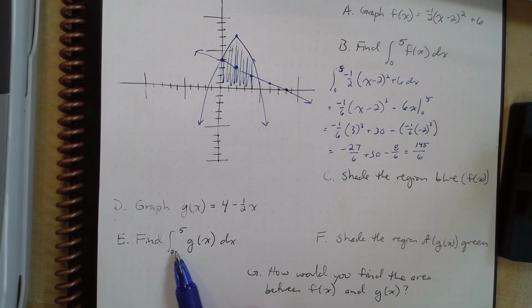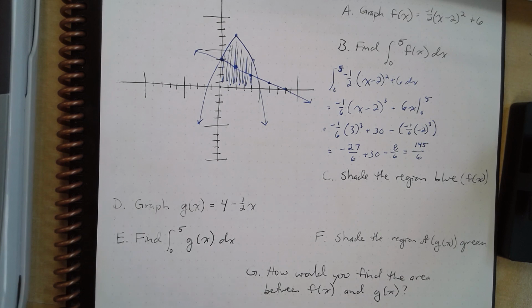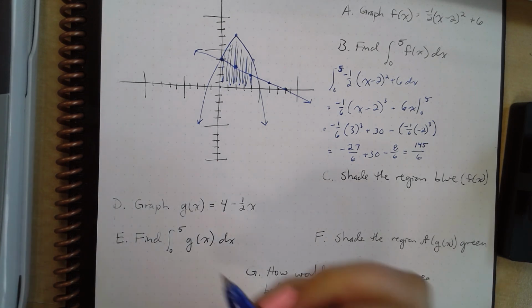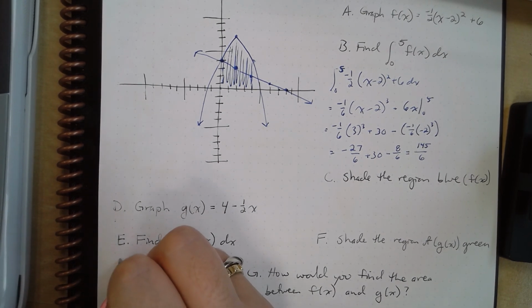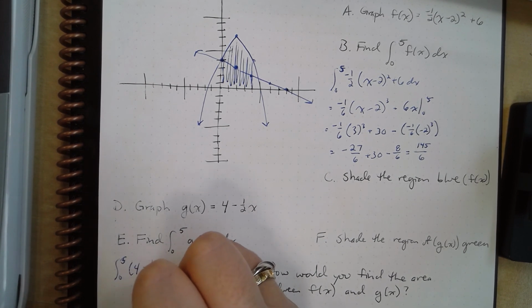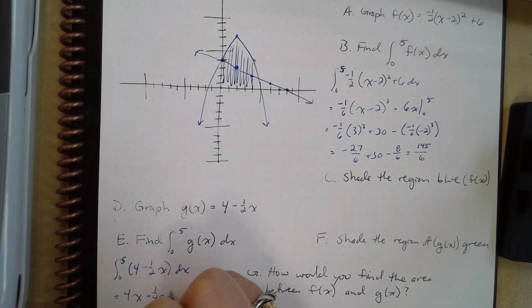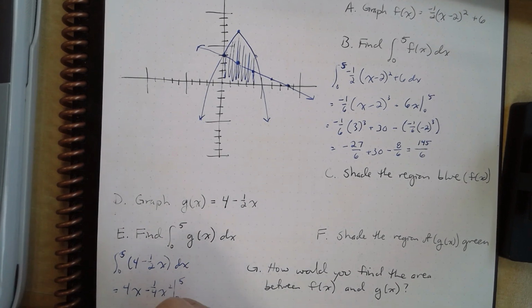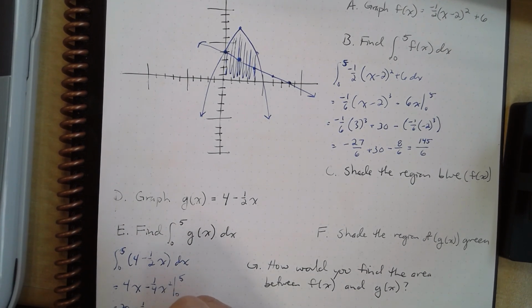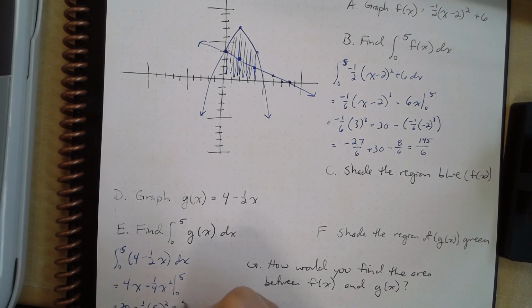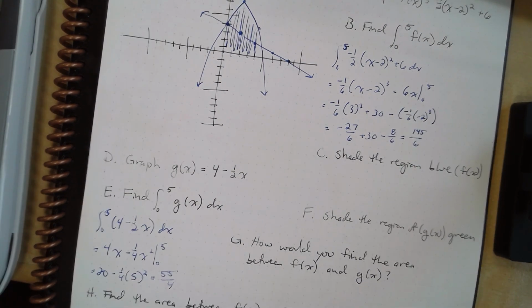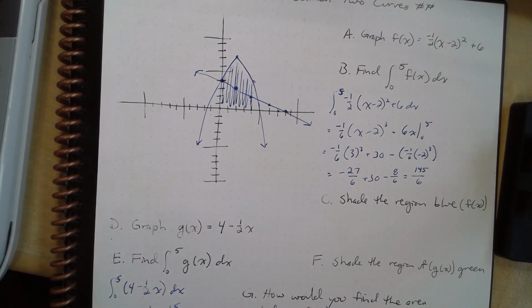And we want to find the integral from 0 to 5 of g of x dx. So that's going to be the integral from 0 to 5 of 4 minus 1/2 x dx, which equals 4x minus 1/4 x squared, evaluated from 0 to 5. That's going to give us 20 minus 1/4 times 5 squared, which equals 55/4. And we're asked to shade that region in green. Okay, well, and I actually do have a green pen. One moment here.